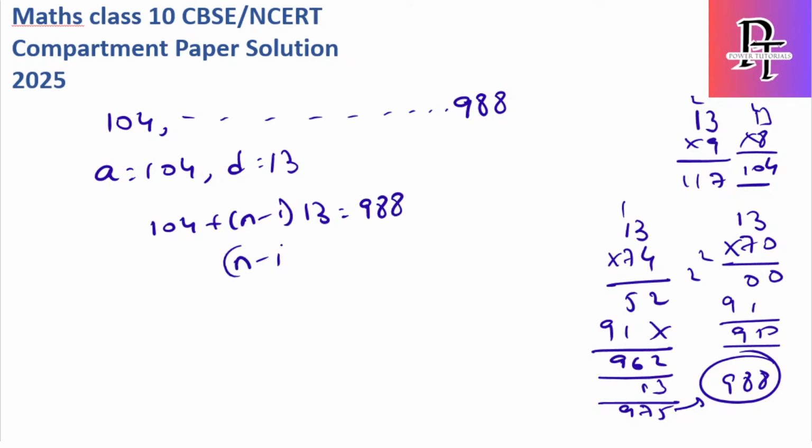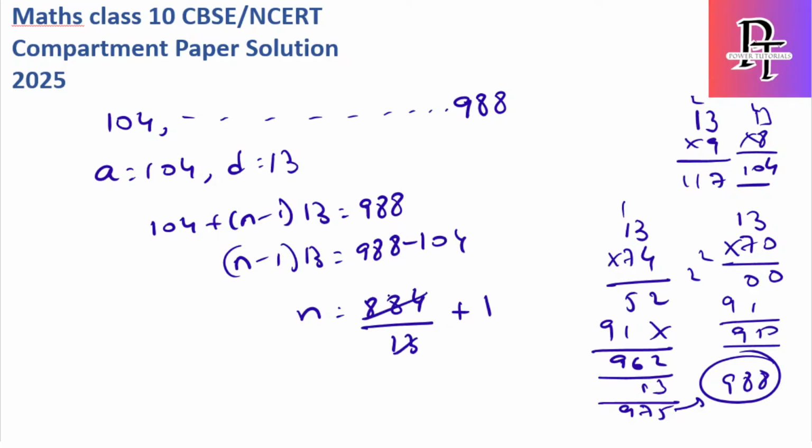So N minus 1 into 13 is equal to 988 minus 104, so we'll get 884. So N is equal to 884 by 13 plus 1. So 13 6s are 78, 13 8s are 104... okay, 13 6 is 78, 13 8 is 104, hence the N value is 69. So the total values are 69. So we have the AP series, we have A value, D value and N value also.